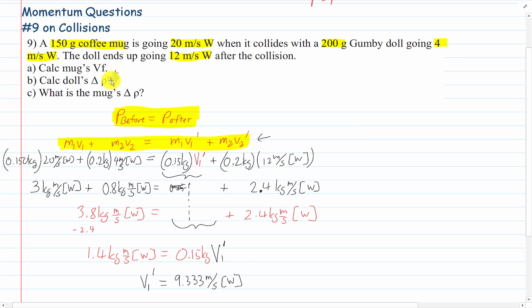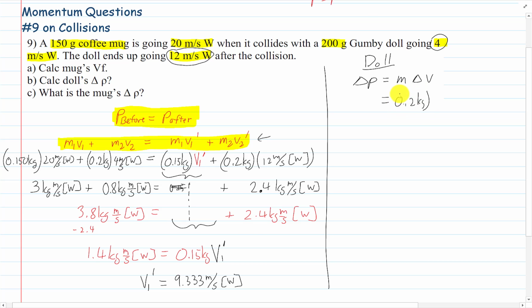Now, calculate the doll's change in momentum and then the mug's change in momentum. For the doll, we have that it's going 4 and then it's going 12. So the change in momentum of the Gumby doll is mass times the change in velocity. Its mass is 0.2 kilograms, and this is just going to be vf minus vi. So vf is 12 meters per second west minus 4 meters per second west. And let's emphasize again, these are both west, so we can just subtract them.